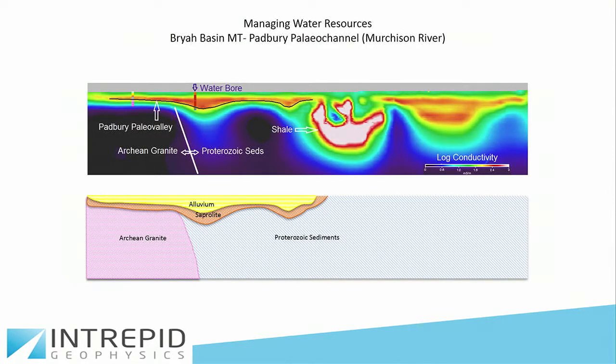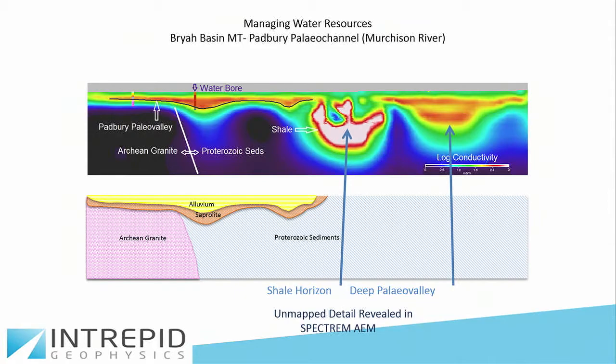Okay, so just some examples of results from this. The top is a sort of 2D section, just of some again sort of spectrum data, showing up additional features, a shale horizon that was previously unknown, and a deep paleo valley.